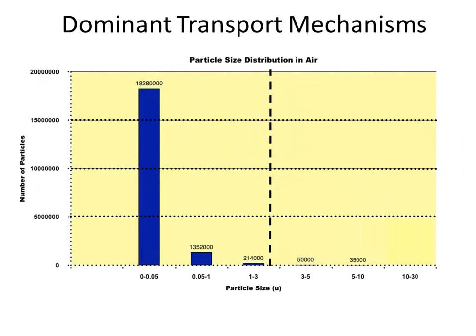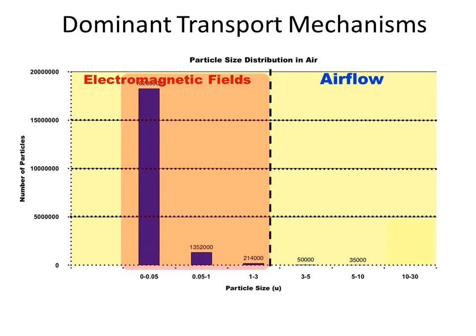Now, this is kind of a graphic representation. The ones on the right, larger than 1 to 3 microns, they're controlled by airflow. The supply air into the room affects those, and they're brought back through the return air system back to the air handler. But you can see on the left side, probably 90% of them are not controlled by airflow, but controlled by electromagnetic forces. Those magnetic forces are you, they're the TV, everything has a magnetic charge.